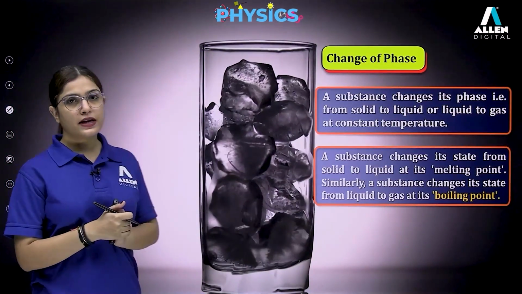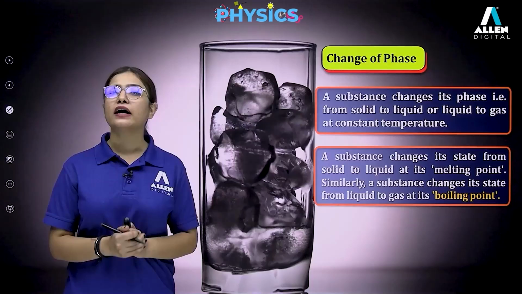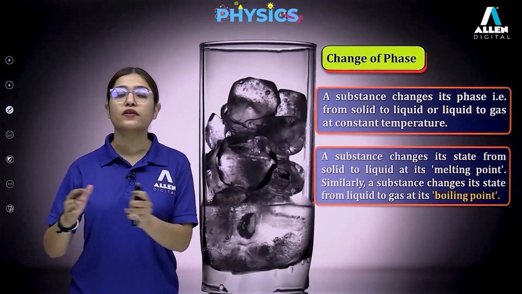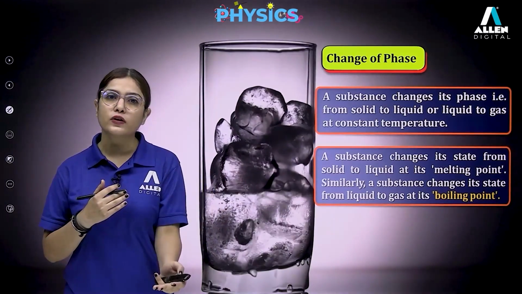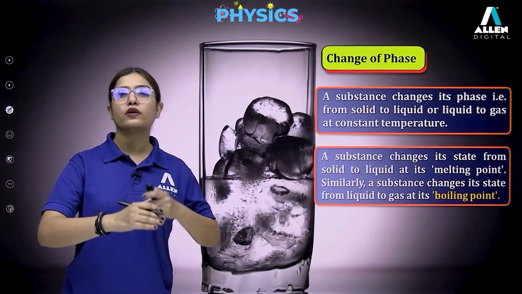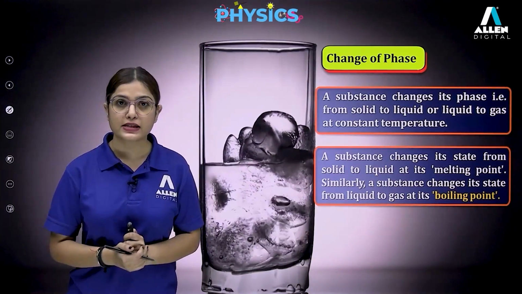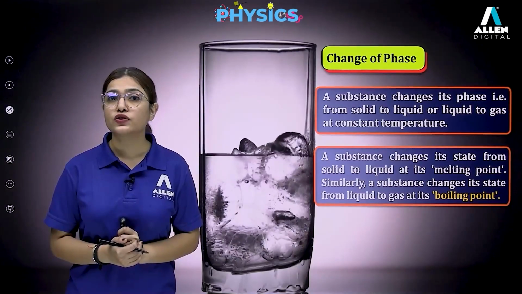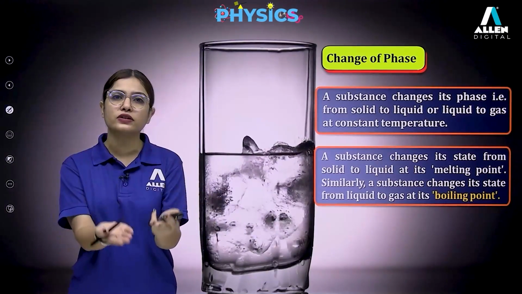Let's see what is the next. Change of phase. We all know that there are three states of matter: solid, liquid and gases. Solid can be converted into liquid, and liquid can also be converted into gases. Why is the conversion going to happen? Because actually we are giving the temperature.